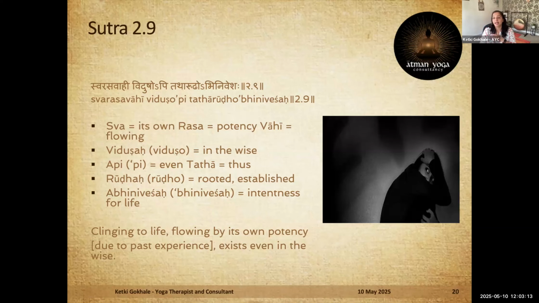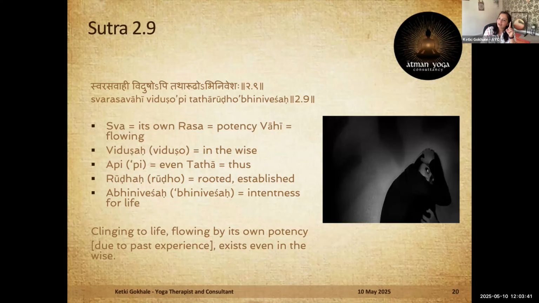Why? Even I have attachment to my body. Why? Because of asmita. Why? Because of ignorance. So this will not go easily. This abhinivesha, clinging to life, flowing by its own potency. Why? Due to past experiences, exist even in the wise.